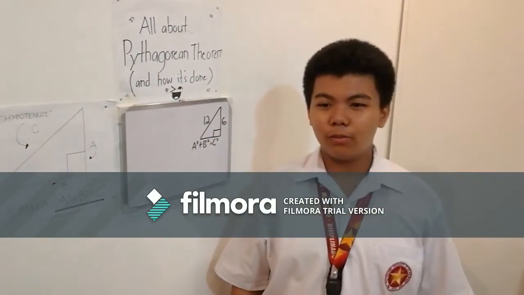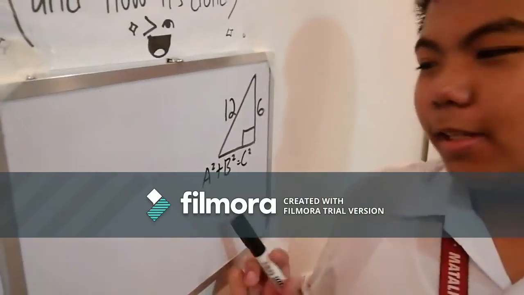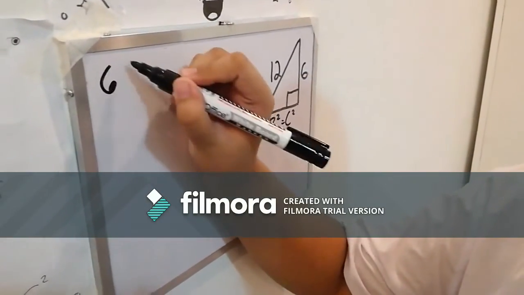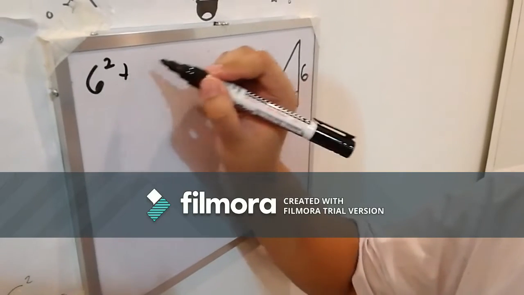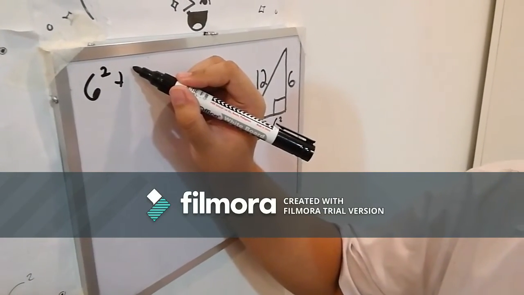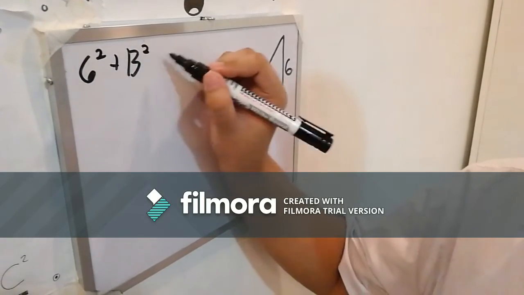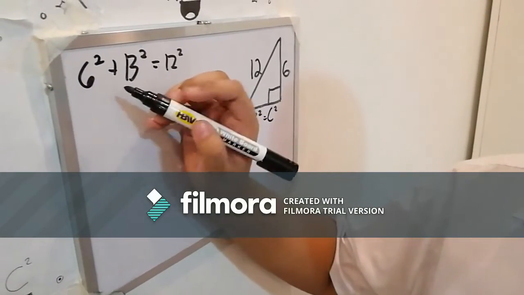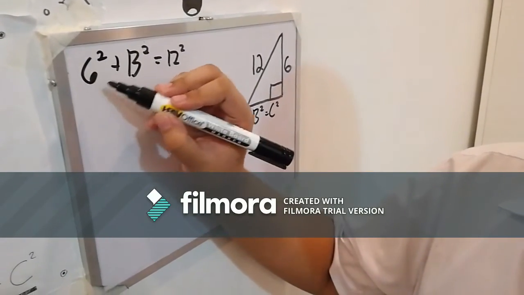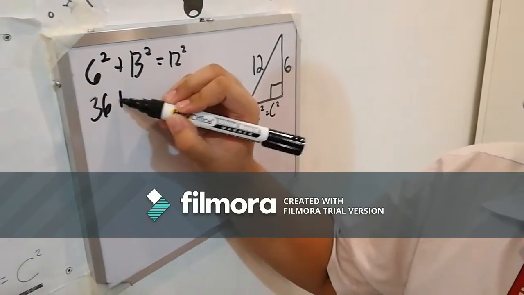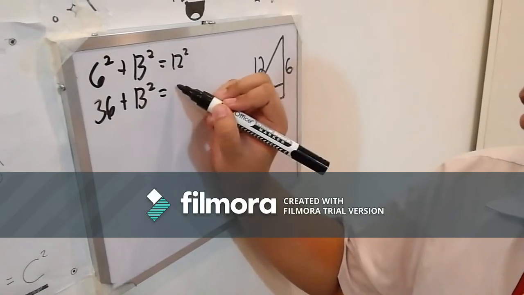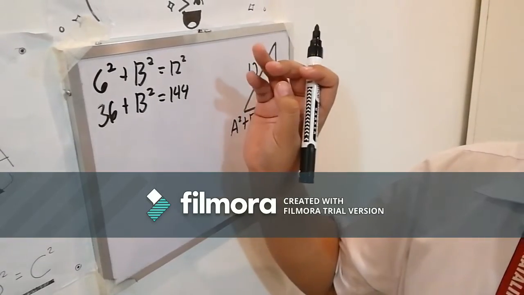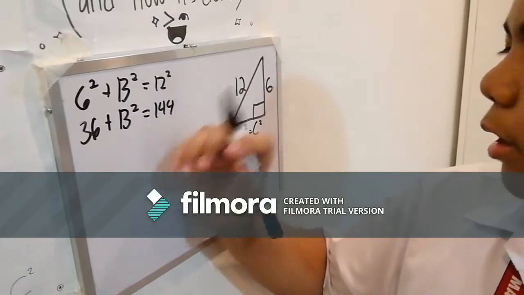Now for the next set of examples, side B is missing. We're going to solve it now. First, we need to put 6 squared, which is a squared, plus the missing number, which is side B, which is b squared, which is equal to 12 squared, which is the hypotenuse. Then we do the exponents. 6 squared is equal to 36 plus b squared is equal to 144. It is 144 because we did the exponent of 12 squared also.